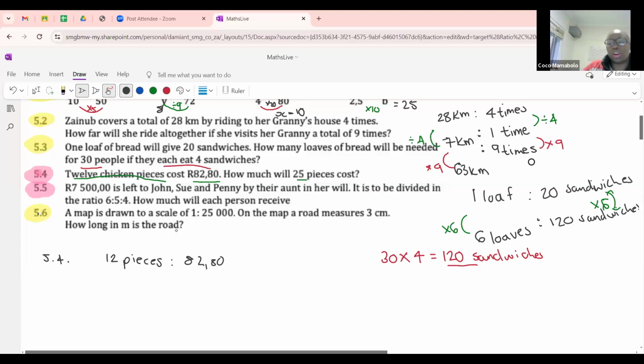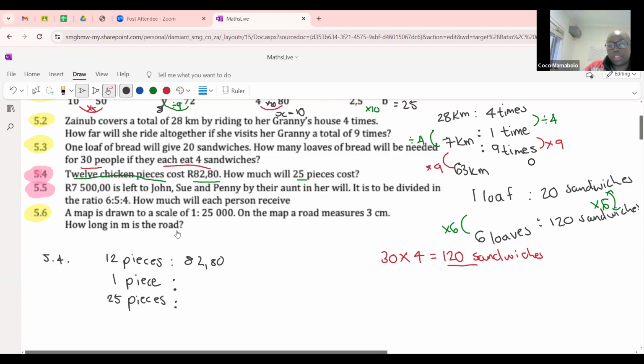Oh, no, my darling, but that's not going to work. Remember, when we're doing ratio, we need to follow the rule of ratios. We can't decide that we're going to cross multiply, because this is basically what you did. You compared 25 pieces to 82 Rand 80, and that's not going to work because that's chickens and money. We can't put those two things together. So we need to just follow the actual steps to get to the answer. The best way I can connect 12 pieces and 25 pieces is to figure out how much one piece costs. That's going to help me.